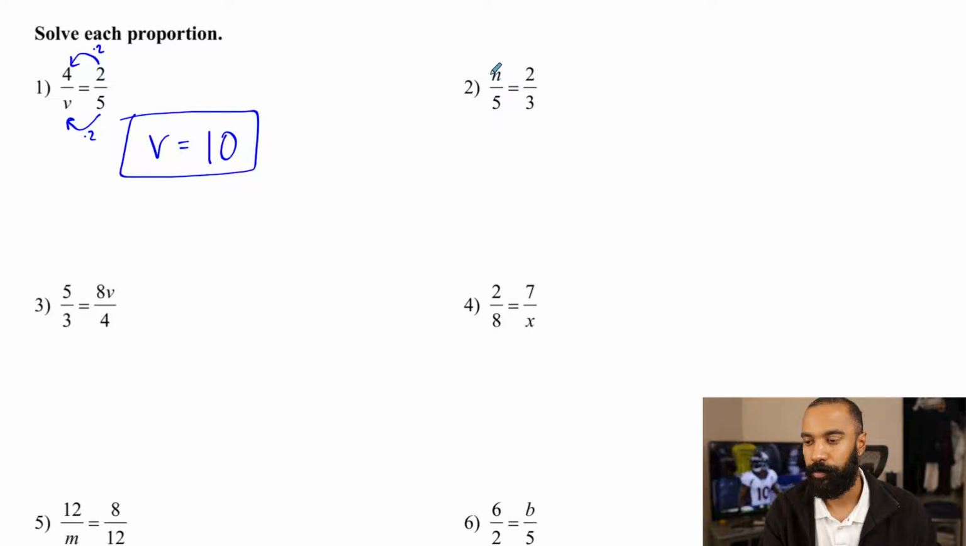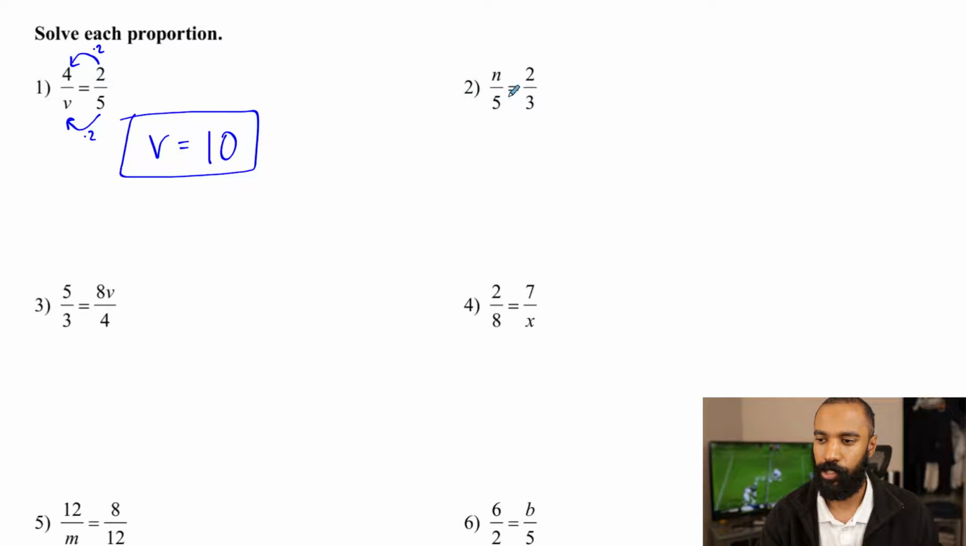Okay, number 2. n divided by 5 equals 2 divided by 3. n fifths equals 2/3. This one not so easy this time. 3 times what gives you 5? Even if you know that answer, I think it's just safer and better to go a different route on this one. Let's do cross multiplication this time. And this is what it looks like. 5 is going to multiply with 2, and 3 is going to multiply with n. I get 3 times n, or 3n, equals 5 times 2, which is 10.